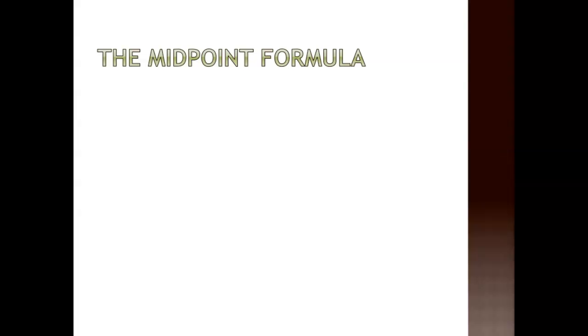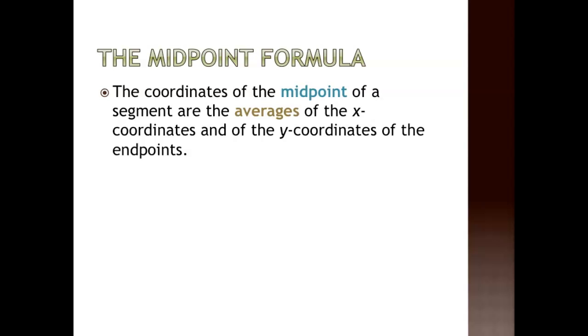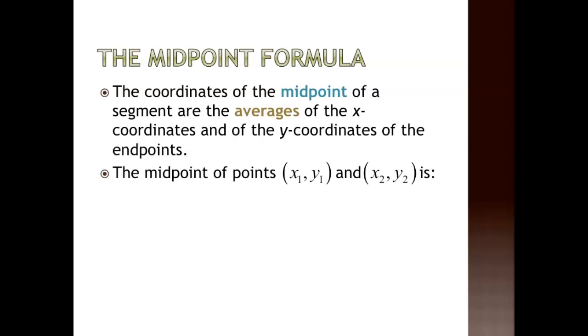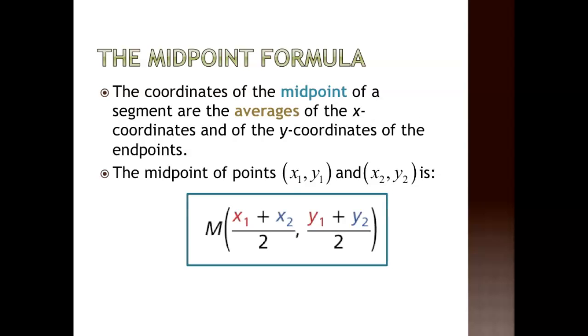Now, if you're trying to find the coordinates of the midpoint, the way that you do this is by using this formula, which finds the averages of the x-coordinates and of the y-coordinates of the endpoints. So say that you had 2 points, x1, y1, and x2, y2. The midpoint of those 2 points is given by the following. So M, standing for the midpoint, has 2 coordinates, an x and a y coordinate, where the x coordinate is x1 plus x2 over 2, and the y coordinate is y1 plus y2 over 2.